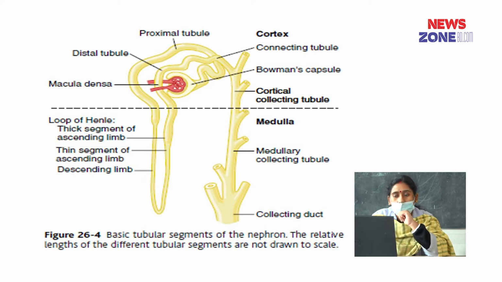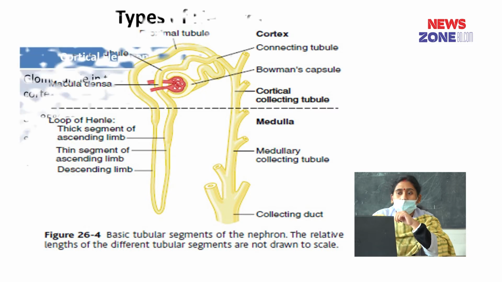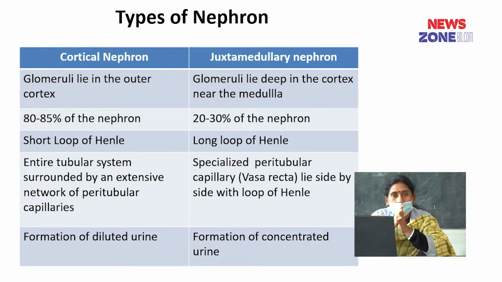These are the parts of the nephron, and there are 2 types of nephron present in the kidney. One is cortical nephron, another is juxtamedullary nephron. The amount of cortical nephron is 80 to 85% and juxtamedullary nephron is 10 to 15%. Cortical nephron is situated in the outer cortex and juxtamedullary nephron is situated in the inner cortex near the medulla. Juxta means near, juxtamedullary nephron means near the medulla. So, the situation of juxtamedullary nephron is inner cortex near the medulla.